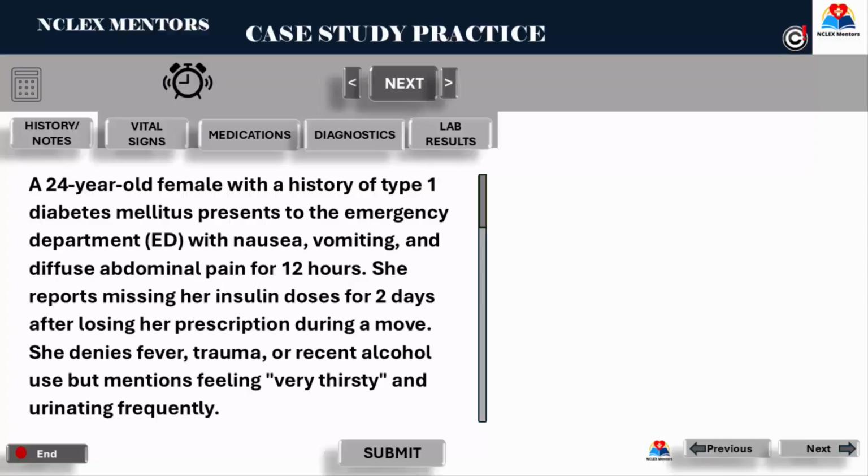We have a 24-year-old female with type 1 diabetes mellitus who is presenting to the emergency department, ED. She's been feeling nauseous, vomiting, and experiencing abdominal pain for the past 12 hours. To make matters worse, she has missed her insulin doses for 2 days because she lost her prescription during a move. She also mentions she's been feeling extremely thirsty and has been urinating frequently.